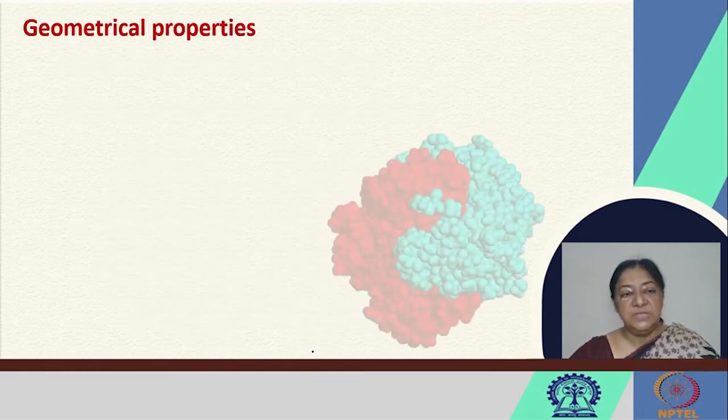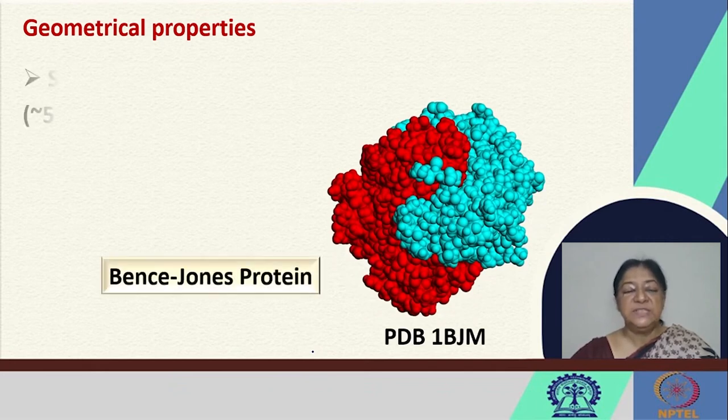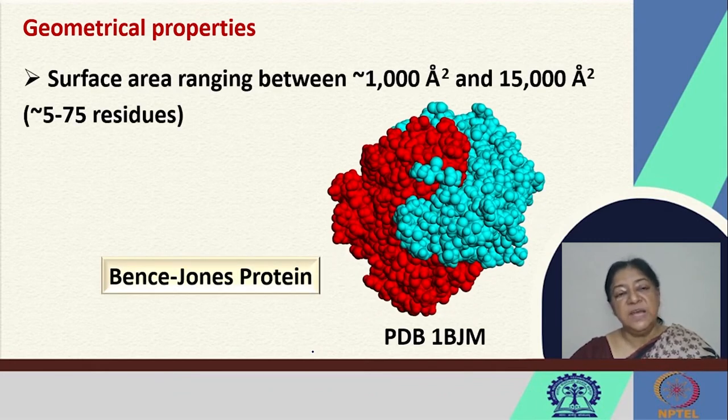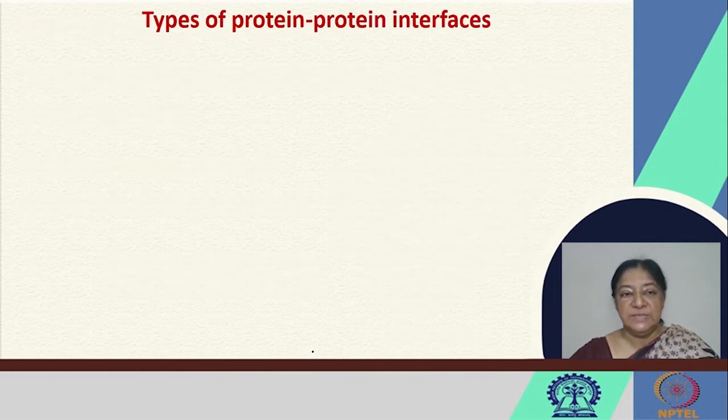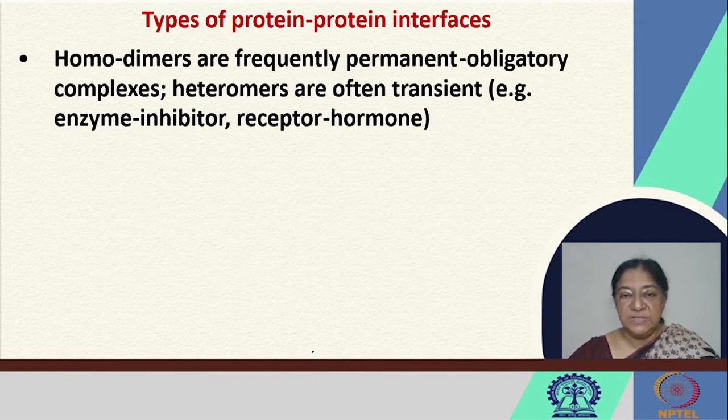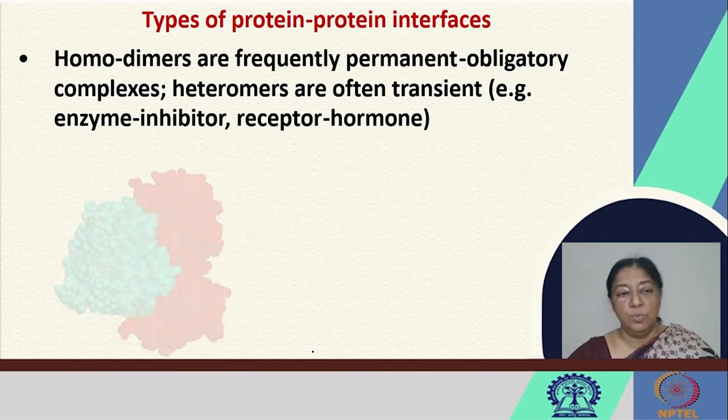The geometrical properties that we have to look at are the specific types of surface area. The surface area can range between 1,000 square angstroms to even 15,000 square angstroms, covering 5 to 75 residues in the protein. And the interfaces can vary in their geometric complementarity. If we look at the specific types, they can be homodimers. These are frequent, permanent, obligatory complexes. That means they have an obligation to interact with each other. And heterotrimers are often transient, for example, an enzyme inhibitor type or a receptor hormone type of complex.